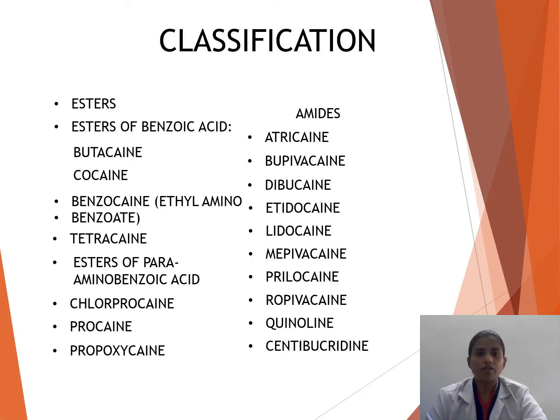Classification: local anesthetics are classified into two groups, the esters and the amide group. Under the esters group, esters of benzoic acid, examples: butacaine, cocaine, benzocaine, tetracaine. Whereas examples for esters of para-aminobenzoic acid are chloroprocaine, procaine, propoxycaine. Amides contain articaine, bupivacaine, dibucaine, etidocaine, lidocaine, mepivacaine, prilocaine, ropivacaine, quinoline, centbucridine.